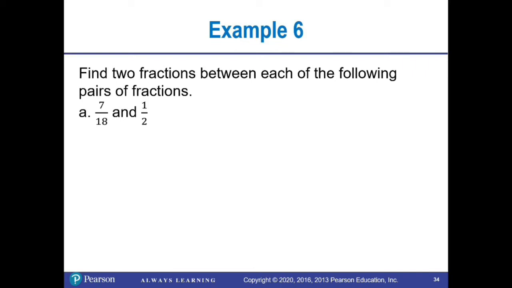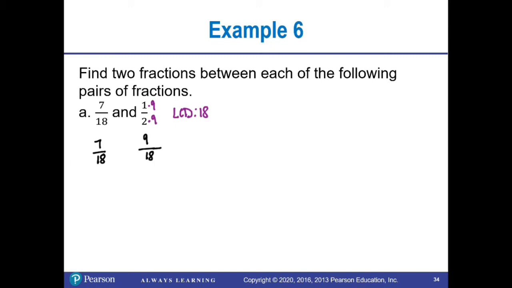First, I'm going to find my LCD, so I start with the bigger denominator, which is 18. 2 does divide into 18 evenly, and so 18 is my LCD. Bring down your first fraction and rewrite the second fraction with a denominator of 18. Well, 2 times 9 would make 18 in the denominator. If I multiply the denominator by 9, I also need to multiply the numerator by 9. And 1 times 9 is 9. 8 is between 7 and 9. So 8 over 18 would be between my two fractions.